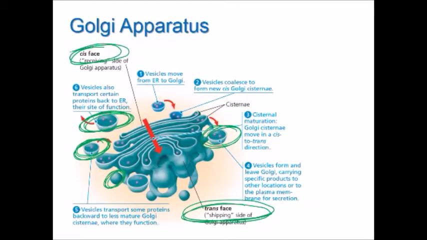They have two parts. The part which is close to the nucleus and ER is called the cis face. The one which is away from the ER and nucleus is called the trans face. Golgi is mainly involved in packaging and modification of substances. So it will help in glycosylation, that is addition of sugars to proteins and lipids.